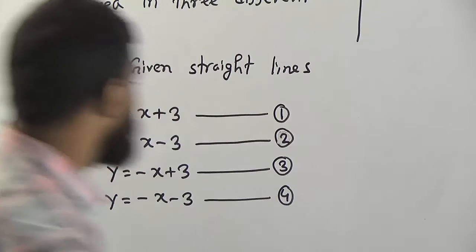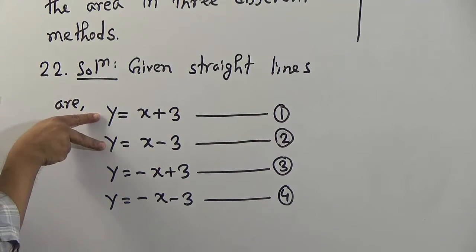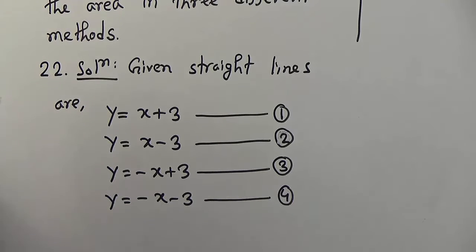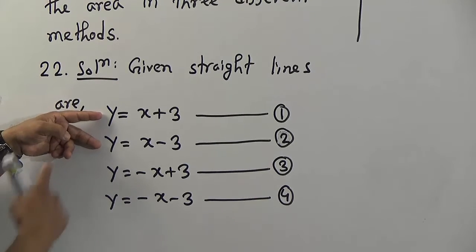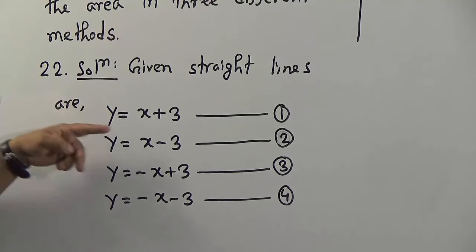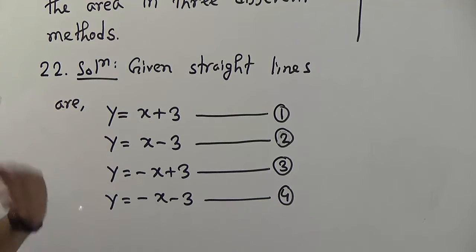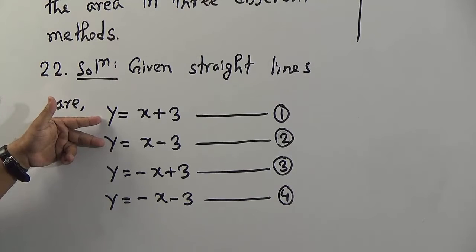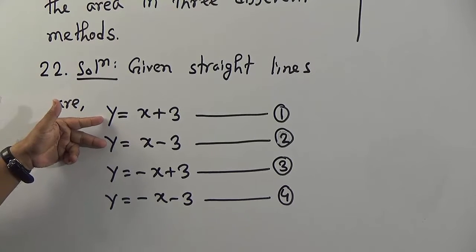The first and second equations can't intersect each other, because if we need to find the intersecting point, we need to find the values of x and y. Now look at equations 1 and 2. If we subtract equation 2 from 1, the x term and the y term will vanish. That's why these two straight lines can't intersect. So these two straight lines are parallel to each other.